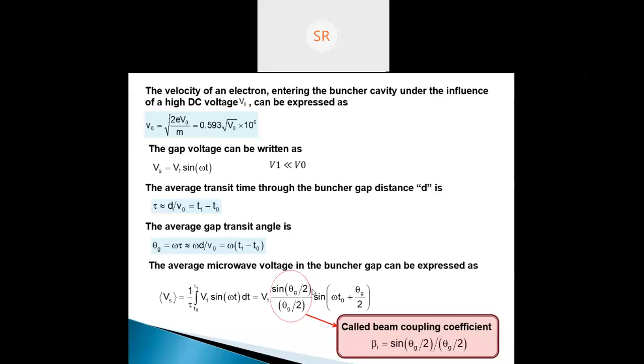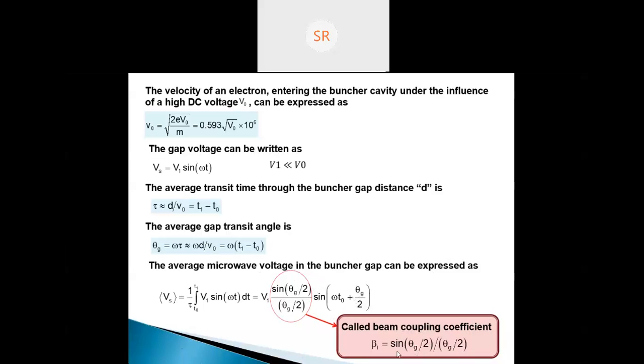This one is about theta g, which is nothing but the average gap transit time angle by 2. Because the gap transit angle goes from 0 to d, at the center itself we can have a higher micro signal. That's why theta g by 2. V1 of sine of theta g by 2, sine of omega t0 plus theta g by 2. And this ratio, sine of theta g by 2 by theta g by 2, is called the beam coupling coefficient.